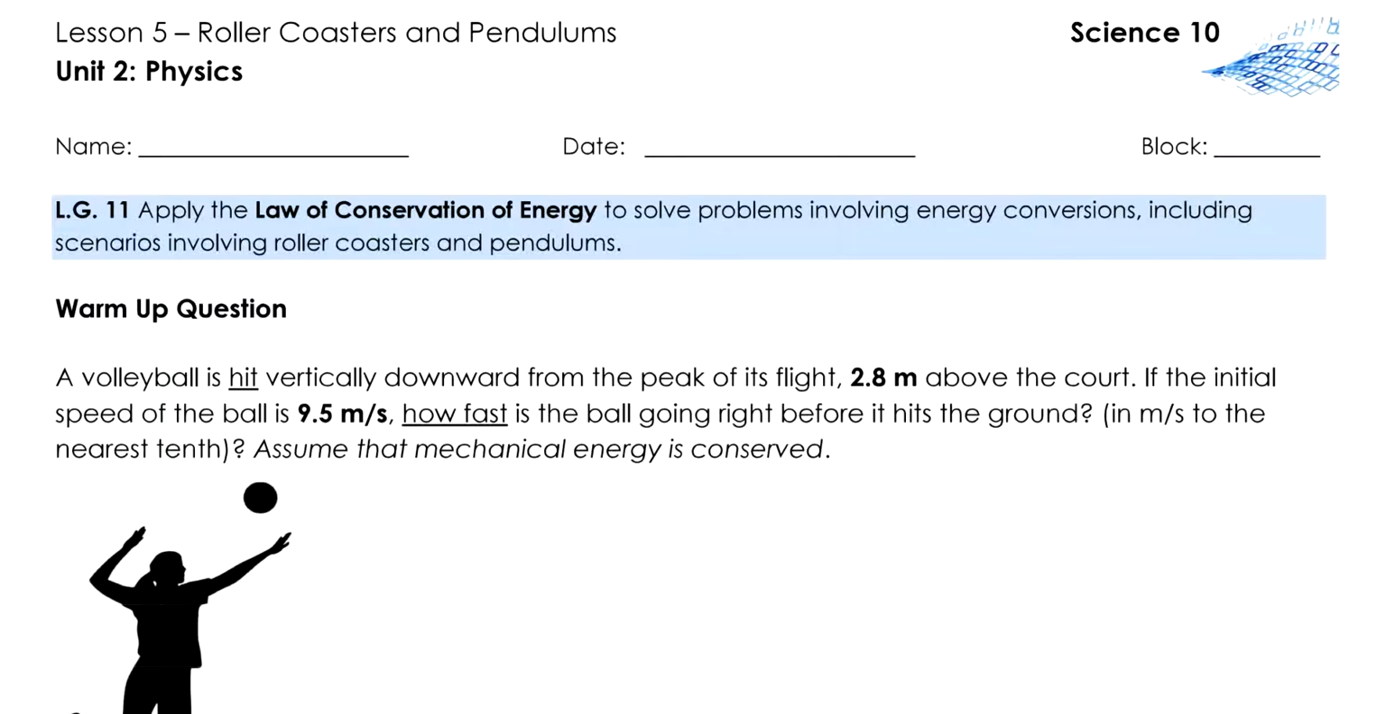Today we're warming up with a classic conservation of energy question, the kind of question we should feel very comfortable solving at this point. A volleyball is hit vertically downward from the peak of its flight 2.8 meters above the court. If the initial speed of the ball is 9.5 meters per second, how fast is the ball going right before it hits the ground?